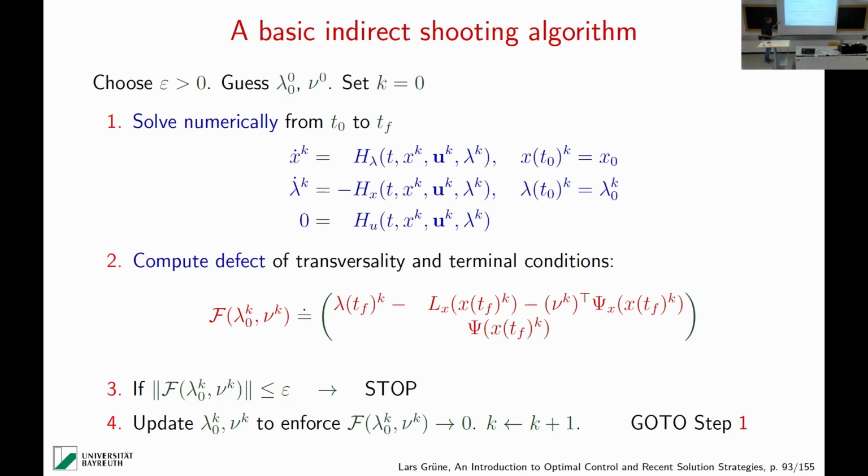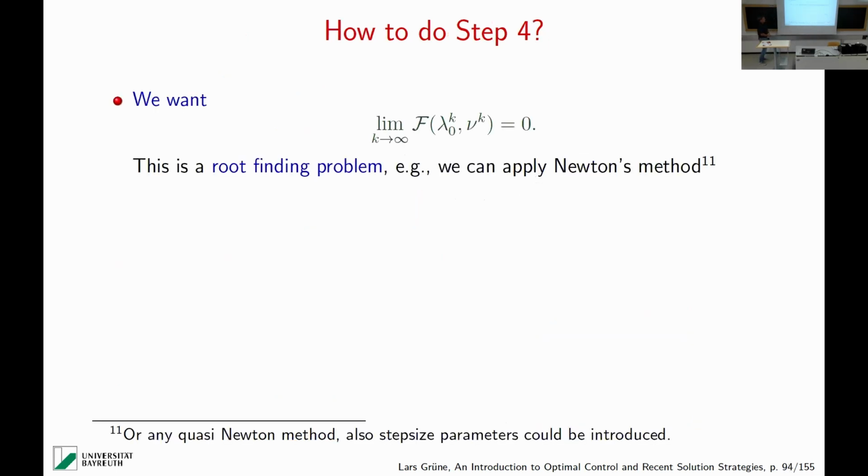Yeah, what could we do there? Well, it's essentially a root finding problem for this quantity here, right? And for root finding problems, the fastest numerical method is Newton's method. So that's something one usually uses here, some variant of Newton's method. We want that this at k tends to infinity tends to 0, so that we can stop after a certain number of iterations with sufficient accuracy. And Newton's method will work.